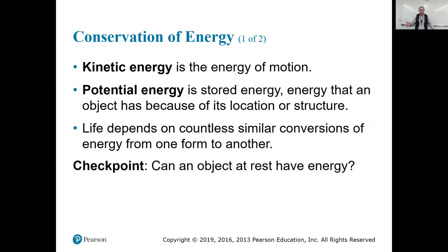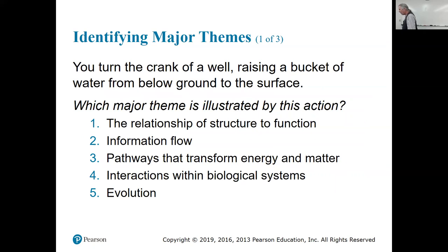Can an object at rest have energy? Well, yeah, chemical energy is potential energy. Potential energy is energy at rest. So my arm is at rest, there's energy in there, stored energy, and I can convert it to kinetic. So yeah, an object at rest can have energy. You turn the crank of a well, raising a bucket of water from below ground to the surface. What major theme is illustrated by this action? Pathways that transform energy, because I'm moving my arm, converting chemical potential energy into muscular kinetic energy.